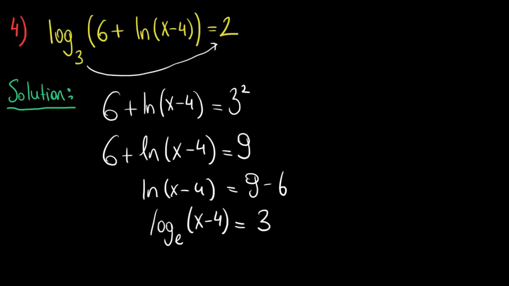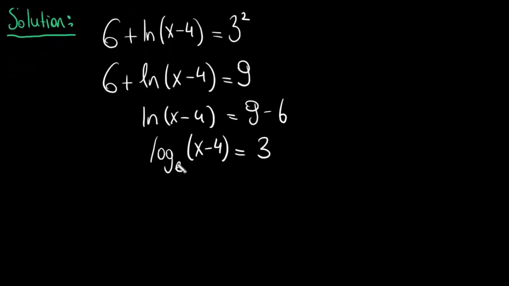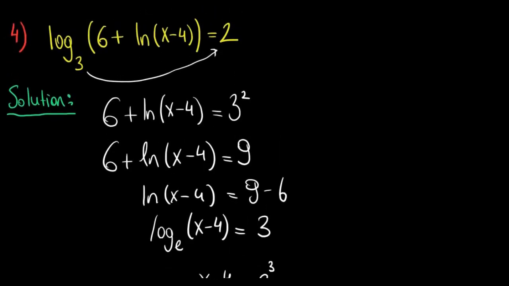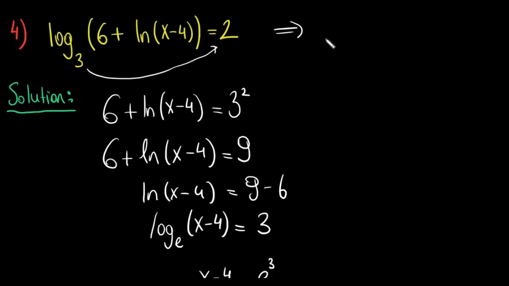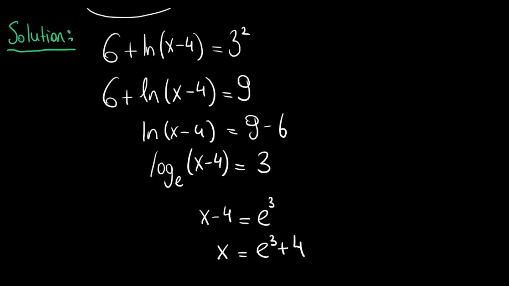So that means the base to the power of this number, which is e to the power of 3, is going to be equal to x minus 4. So now I can add 4 to both sides to get x. So x is going to be e to the power of 3 plus 4. So here the question was the value of x. So x is going to be e to the power of 3 plus 4.